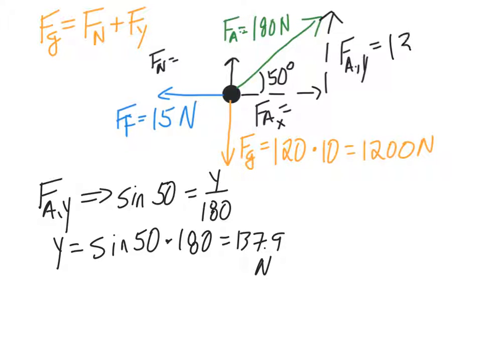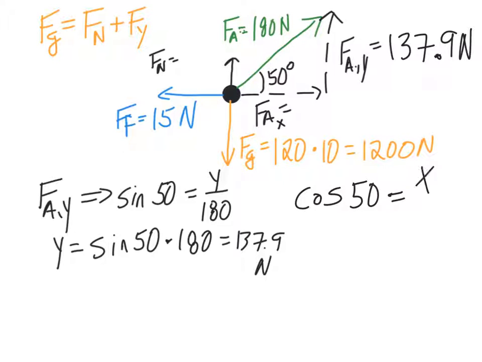So I can go ahead and add that back to my force diagram. So I have 137.9 newtons of force. Now I'm going to keep adding and work with the x component now. So my x component runs along that 50-degree angle, right along it here. So I'm going to use cosine. So cosine of 50 is equal to x over 180. You could use tangent if you want to. I just like using cosine just because it's a nice whole number of 180 for the hypotenuse.